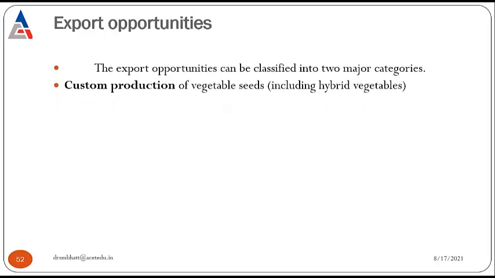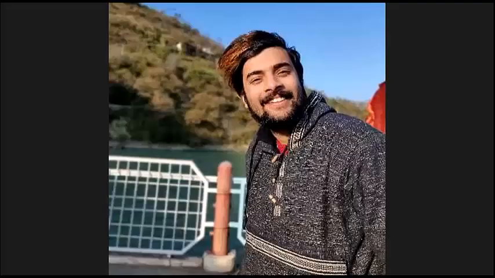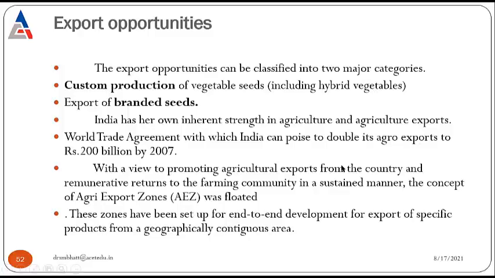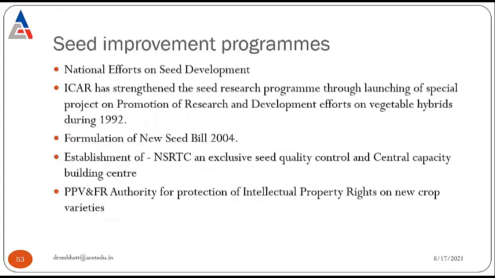And India has its own inherent wisdom. What trade agreement? Agri export zones are now established by the government, by the sectors, by the state. And it is now expected that India's export will be doubled by 2007 or more.